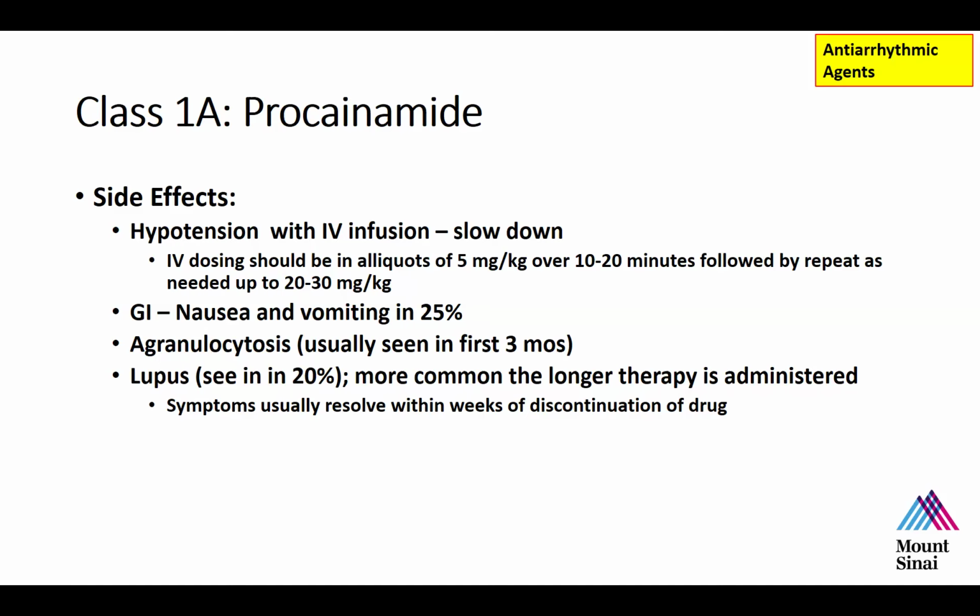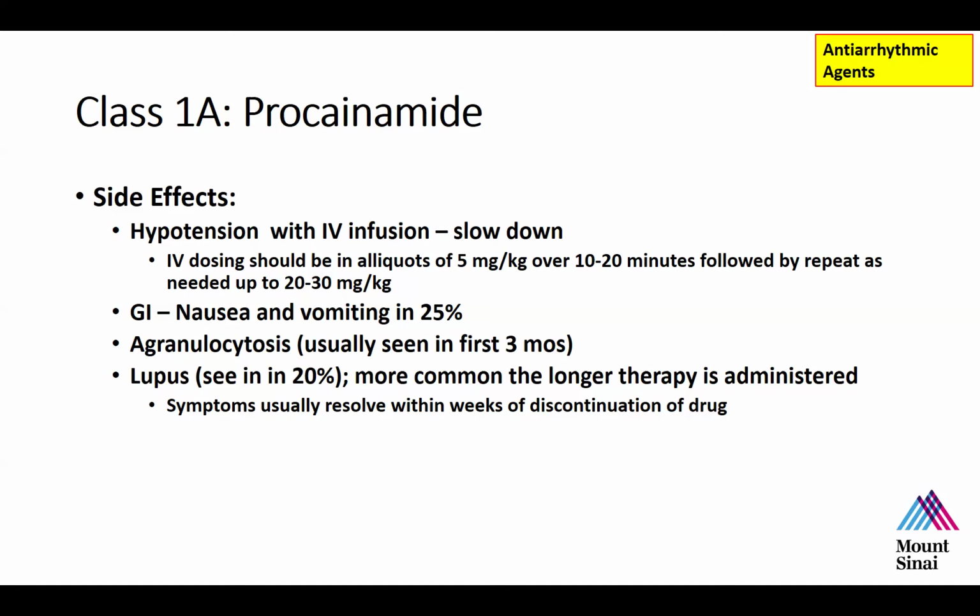But what I learned from speaking with Lizzie DeWitt in Boston, and what I have found to be the case based on her recommendation, is that if you give it in 5 per kilo aliquots over 10 to 20 minutes with repeating as needed until you have control, that tends to be better tolerated with less degrees of hypotension. Also, you may get away with less total bolus.